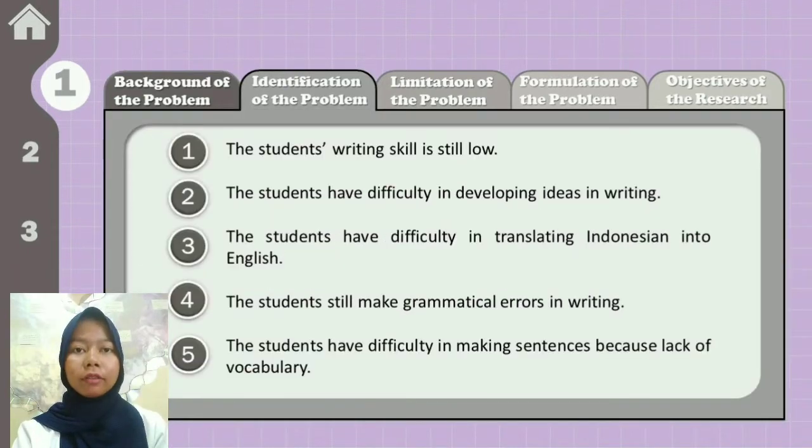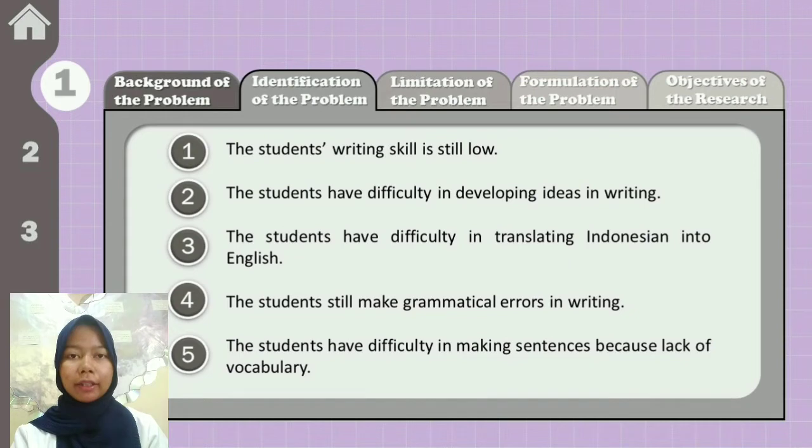From the background, the researcher found several identifications of the problem. The first is the students' writing skill is still low. The second is the students have difficulty in developing ideas in writing. The third is the students have difficulty in translating Indonesian into English. The fourth is the students still make grammatical errors in writing. And the last is the students have difficulty in making sentences because of lack of vocabulary.